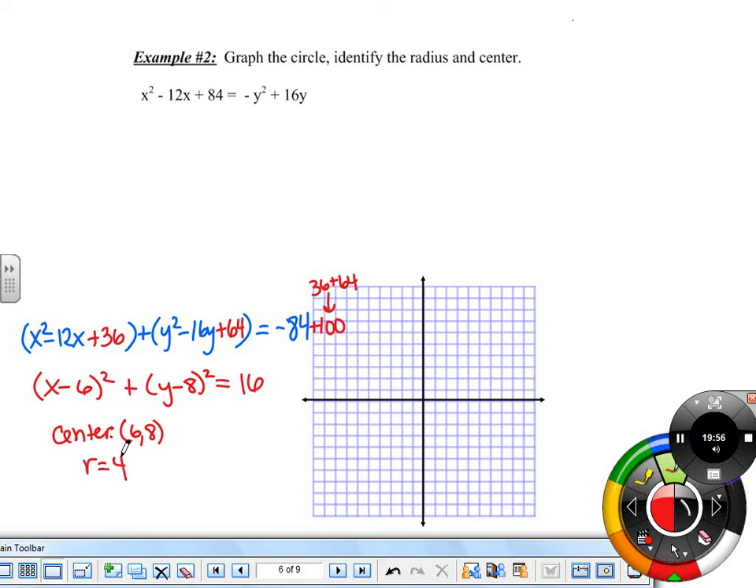So go ahead and graph your circle with its center at 6, 8. I'm going to number my graph by 2s, okay? You can do the same. 2, 4, 6, 2, 4, 6, 8. Okay.